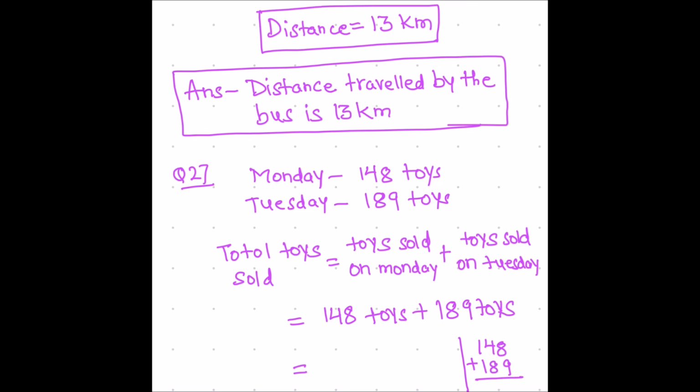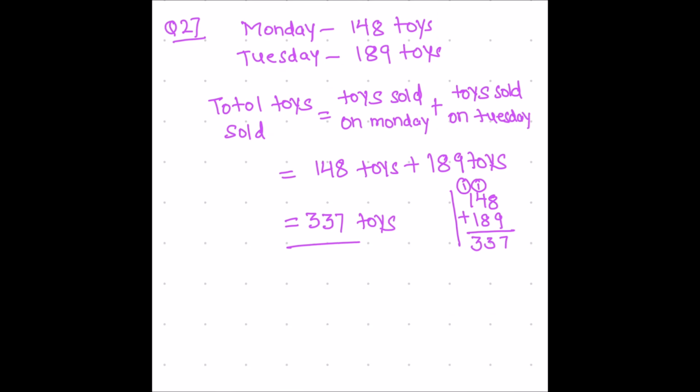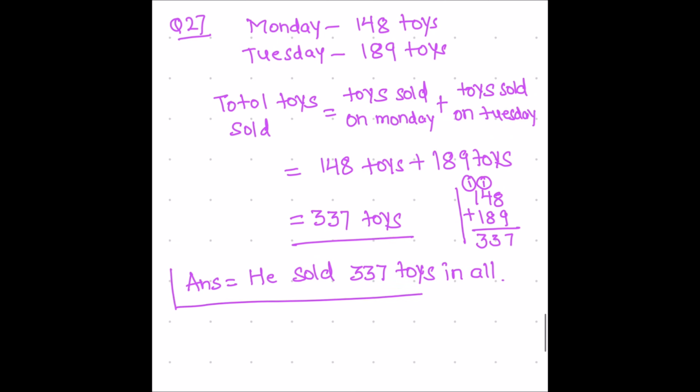8 plus 9 is 17. 1 is carried over. 4 plus 1 is 5. 5 plus 8 is 13. 3, 1 is carried over. 1 plus 1 plus 1 is 3. So 337 toys were sold in all. So final answer is, he sold 337 toys in all. We are going to box the answer. Now let's move on to question 28.